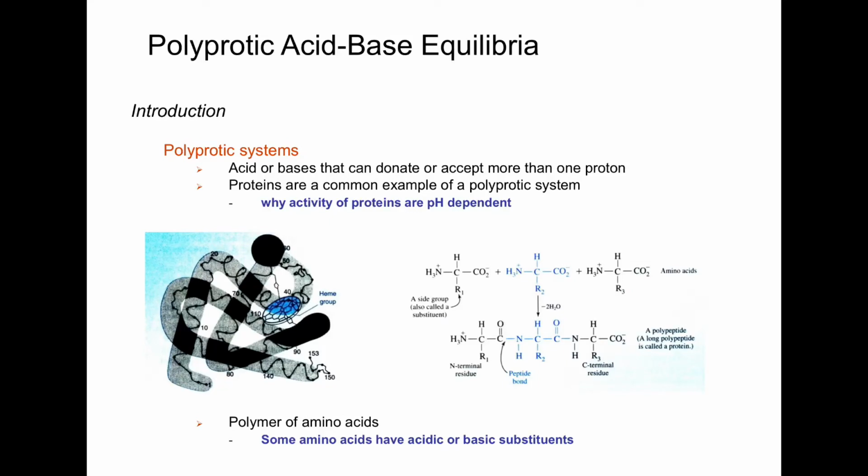This is our Chapter 11 video about polyprotic acid-base equilibria. Now, polyprotic just means that there is more than one hydrogen involved. And so what that means is that we are going to deal with acids or bases that can either donate, that would be the acid, or accept, that would be the base, more than one proton. Proteins are really common examples of this. And proteins, their activity are pH dependent because they are polyprotic.